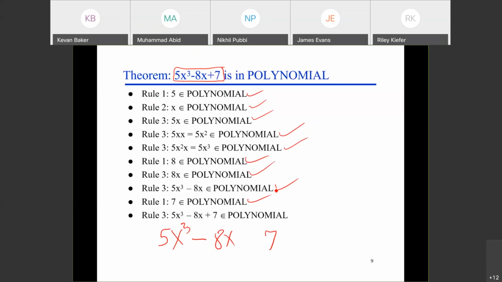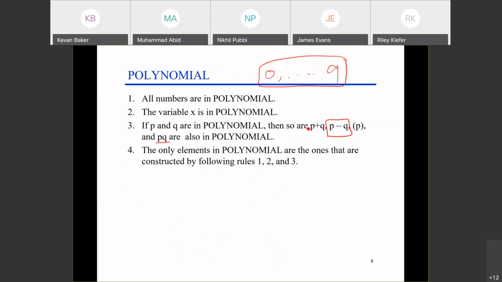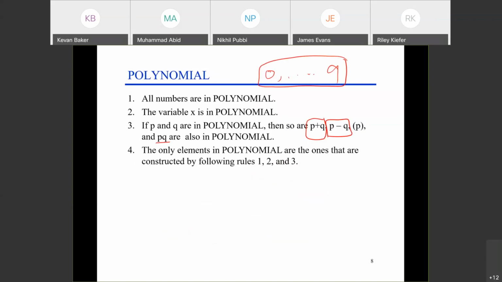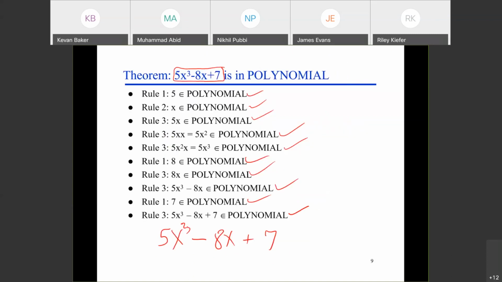Okay, and then this is my P, this is my Q, and it says that P plus Q is also in polynomial. So I use this term and I put plus here, and I see that this is in polynomial. And now I completely got my equation back, and I generated this equation by using all the rules of my recursive definition of polynomial, and I can generate any term, any equation with that. Make sense?